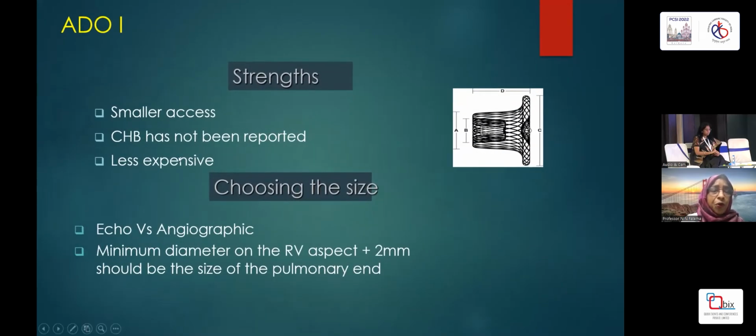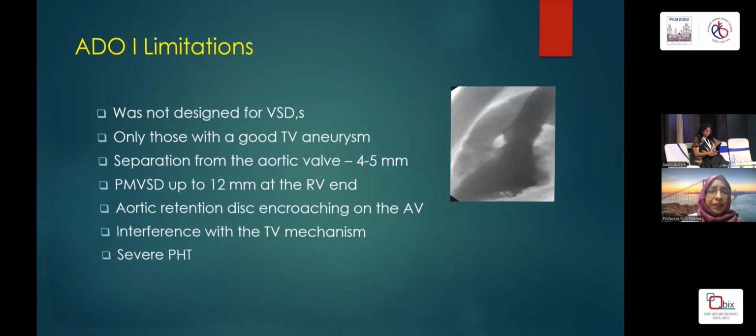So why are we using ADO1? Because the delivery system size is smaller, 6 French, which is almost good for all the devices, and congenital heart block is very rare. We have never experienced it, and also in the literature, they have not experienced any complete heart block. And this is less expensive as well. And angiography guidance is very good for doing the case. Esophageal echo is not required, and escalation of the size by 1 to 2 millimeters is enough.